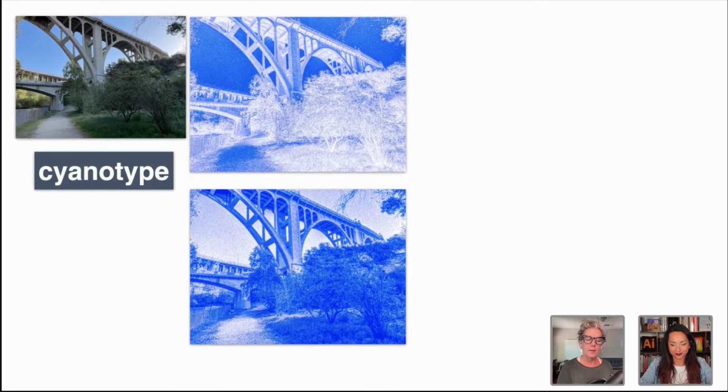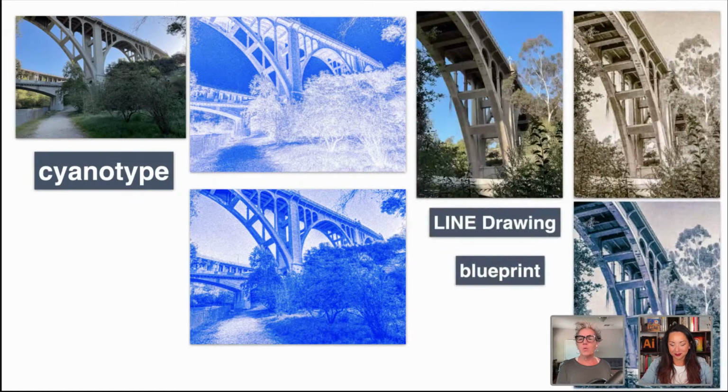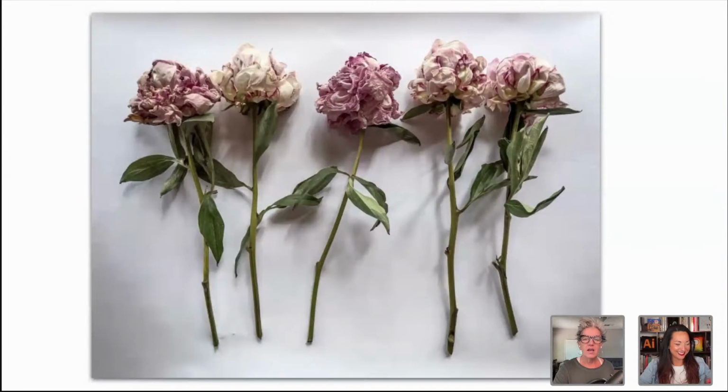So there's one that will be up. It's not up, but it'll be up by the end of the day on cyanotype. Or what if you want to make something that looks like a line drawing or a blueprint? All in Lightroom. I mean, isn't that crackers? It's so flexible.